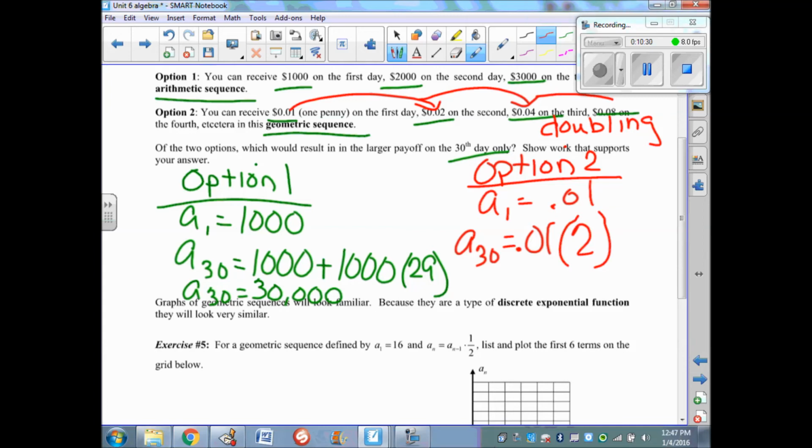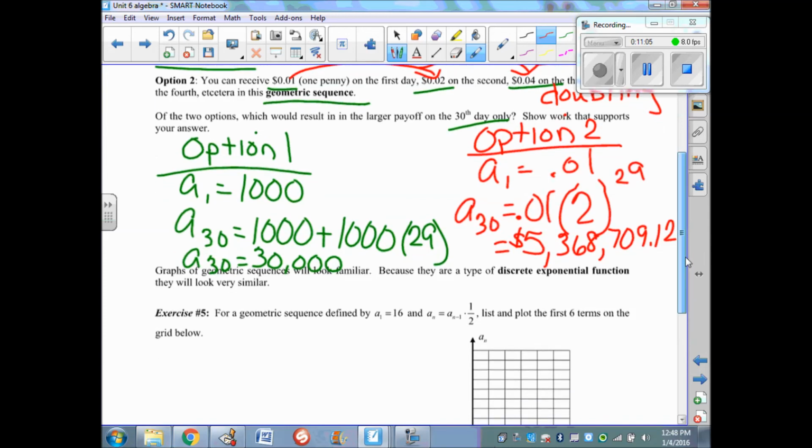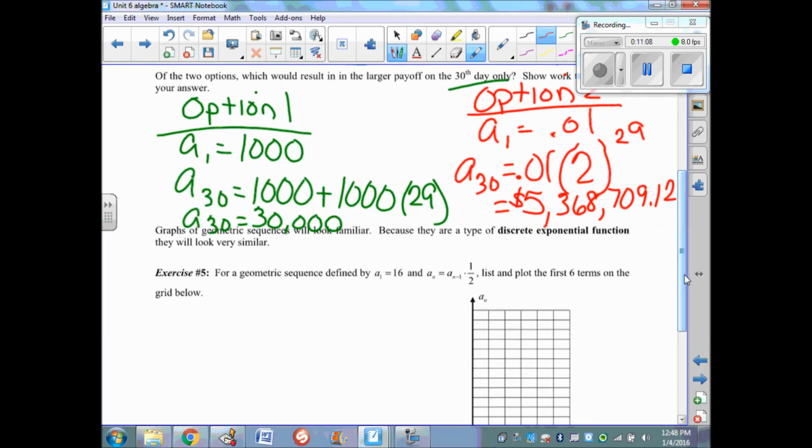So 2 is my multiplier, my common ratio. And on the 30th day, I'm going to raise that to the 30 minus 1, okay? Or I'm multiplying 0.01, or that 1 penny, by 2 how many times? 29 times. So if you sit and do that calculation, holy smokes, $5,368,709.12 just on the 30th day. Okay, the 30th day, you're getting that much money in one day. Okay? Crazy, crazy, crazy. So you could see how the exponential grows so rapidly and will surpass that linear function.